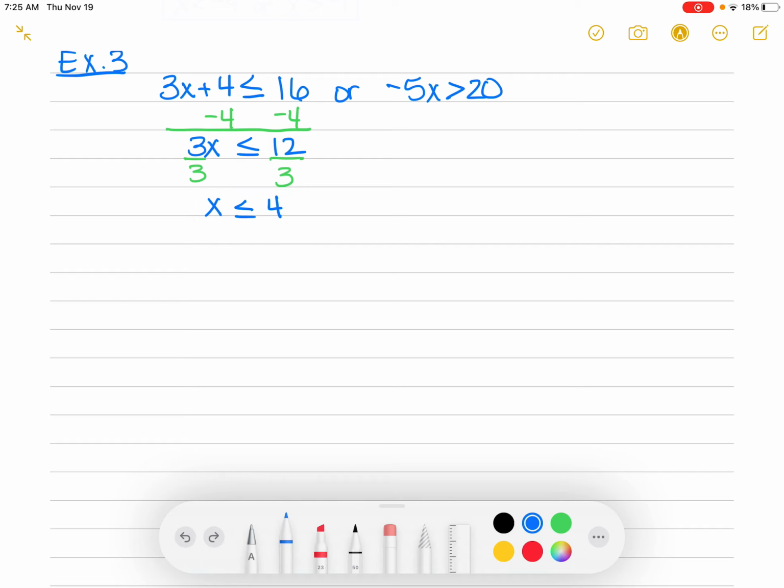Okay, now let's do the other side. On the other side, I'm going to divide by -5. And when I divide by -5, I need to flip my sign, right? So I get x is less than -4. Okay, so now I have this one or this one.